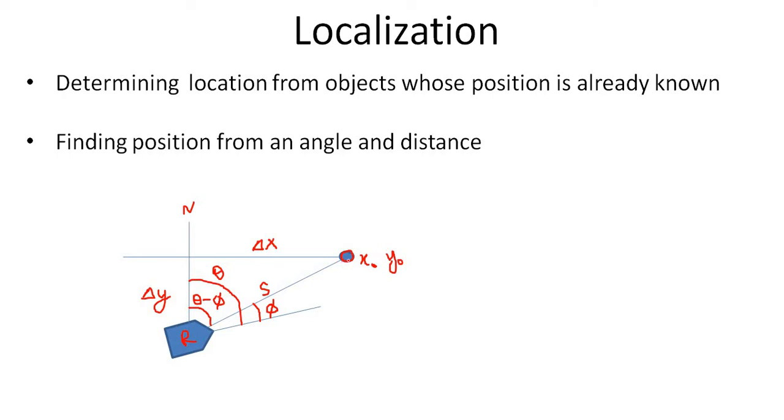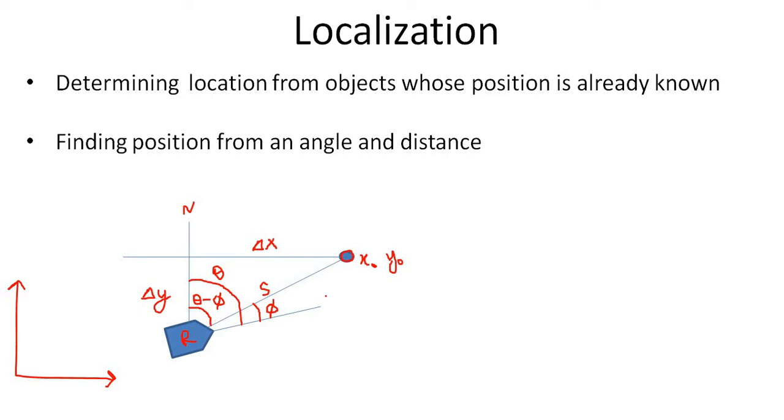So once we have delta x, delta y, we can calculate the position of the robot in some kind of global frame, or the reference frame we have here. Okay, this is a reference frame. So how can we calculate delta x and delta y? We can see that this is a triangle, whose internal angle is theta minus phi.